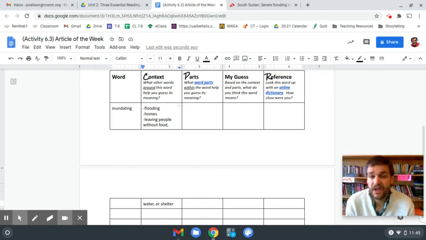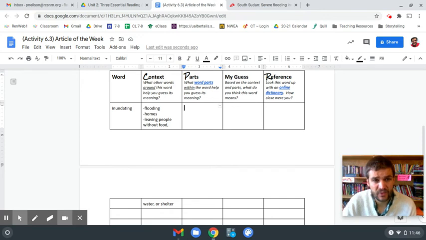So those are some context clues that helped me know it's probably something to do with how water from flooding is affecting homes. Maybe it means the water is flowing into their houses, or it's washing away their houses, like parts of the house. Okay, so now let's go to the next part, P, parts.